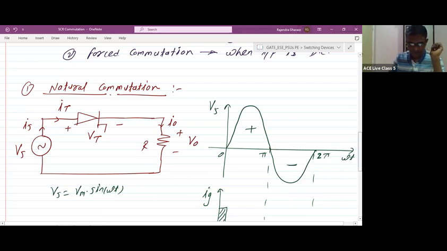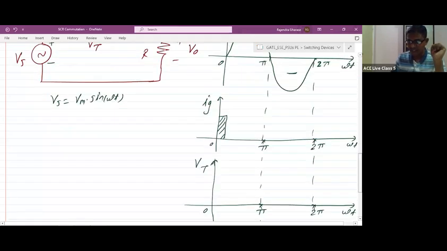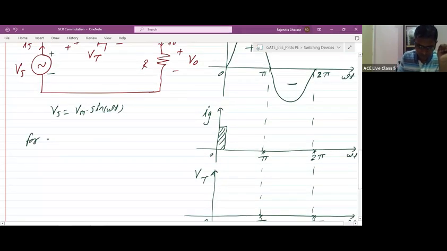Next, this is the circuit we have. Suppose during omega t equal to 0 to pi, when the supply voltage is positive, consider the polarity of the supply voltage as plus here and minus here. I'm saying that during 0 to pi, as Vs is positive, we consider the polarity of the supply voltage as plus here and minus here. Similarly, during pi to 2 pi, when Vs is negative, at that time we need to reverse these terminals, right? Yes or no? We need to reverse these terminals. Okay, so let us consider omega t equal to 0 to pi.